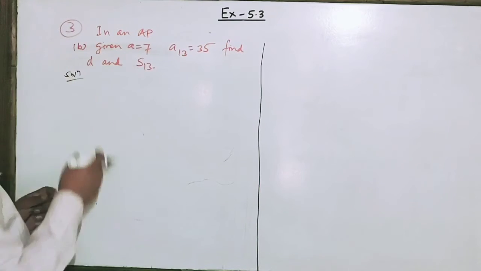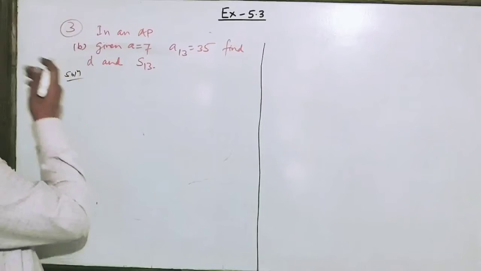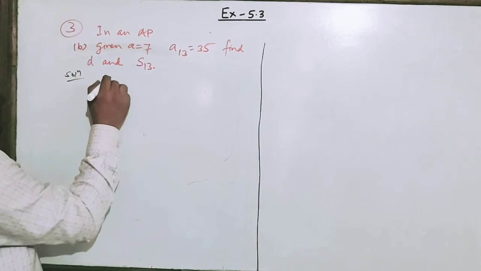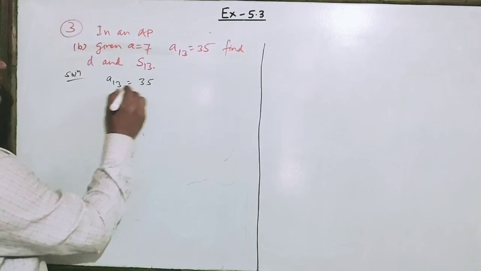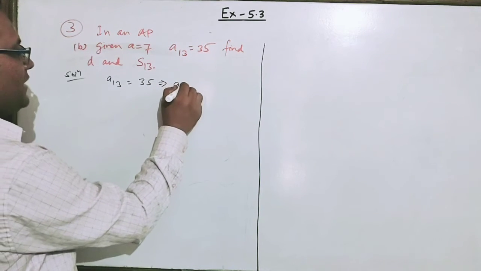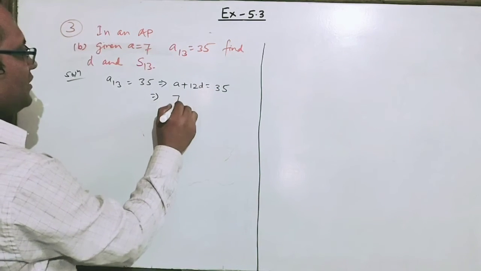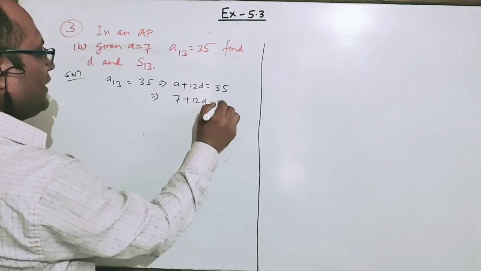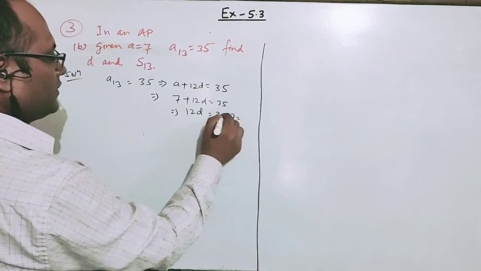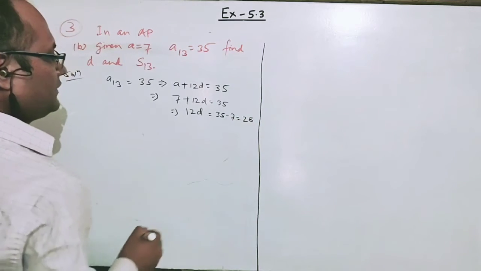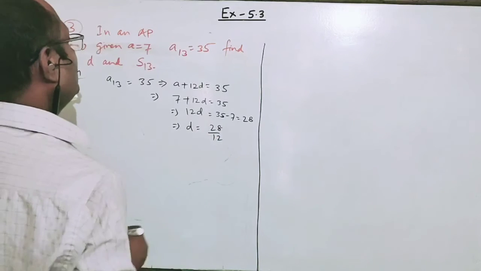Question number 3. In an AP given a equals 7, a13 equals 35, find d and S13. So first of all, write down what is given in the question. a13 equals 35. As we have already explained, a13 can be written as a plus 12d equals 35. Now here it is very clear. a is given 7. So 7 plus 12d equals 35. So 12d equals 35 minus 7, 28.